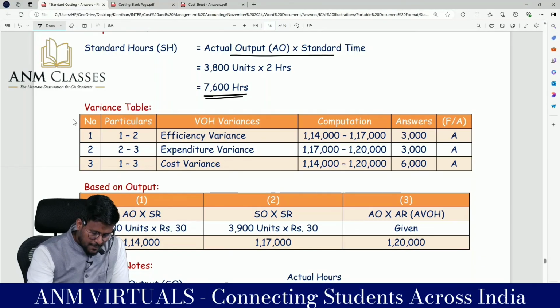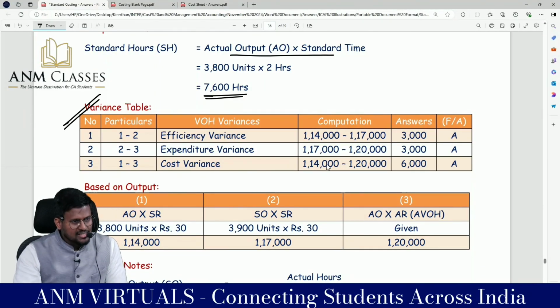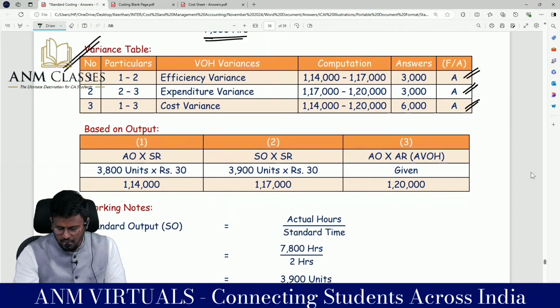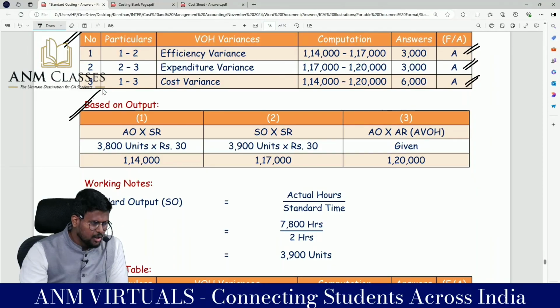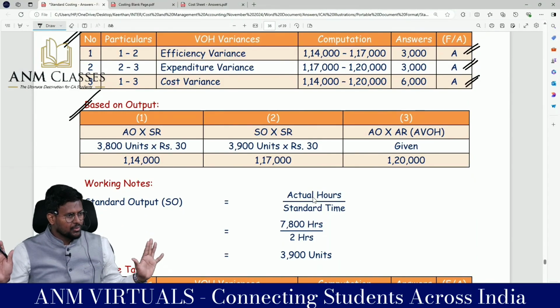So the variance table: 1 minus 2, 2 minus 3, 1 minus 3. 1 minus 2 is variable overhead which is 3000. 2 minus 3 is variable overhead 3000. 1 minus 3 is variable overhead 6000. The same has been presented based on output. Don't do like this. Club it.